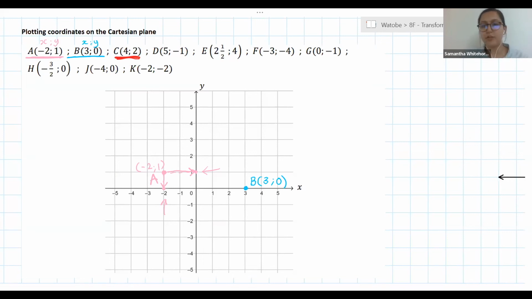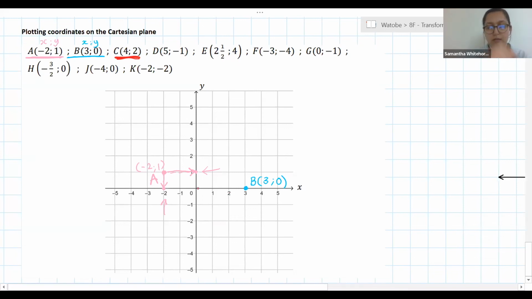Okay, so if C is at 4, 2, I see Wangi's hand is up, so let me just go there. Wangi, do you have a question? Oh, sorry, ma'am. I wanted to answer C. Okay, tell me how I would need to go and plot it. Let's see if we can get this right. Okay, where the 4 is, then just 2 up above 4.